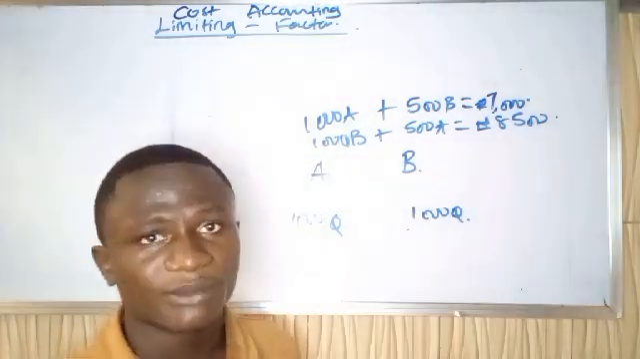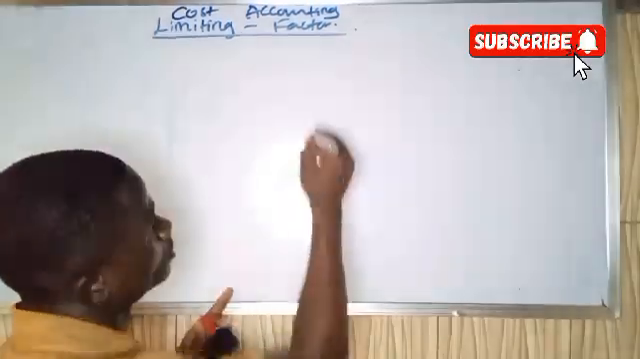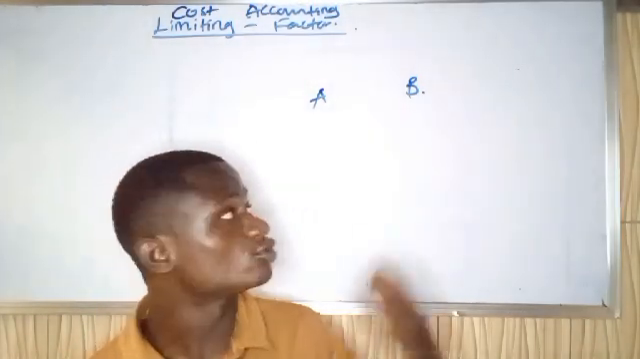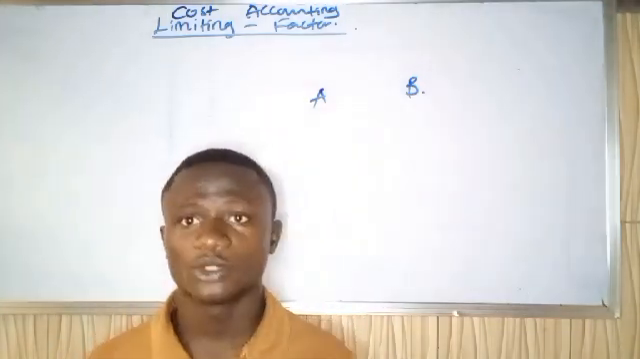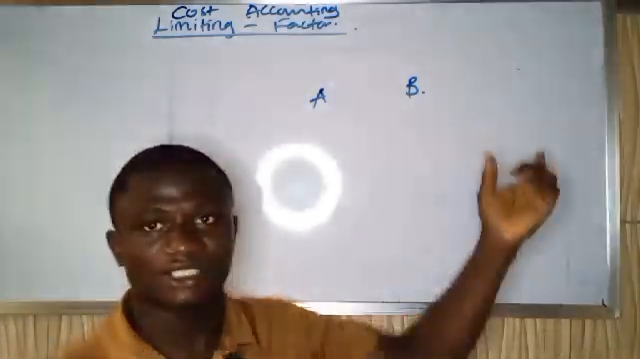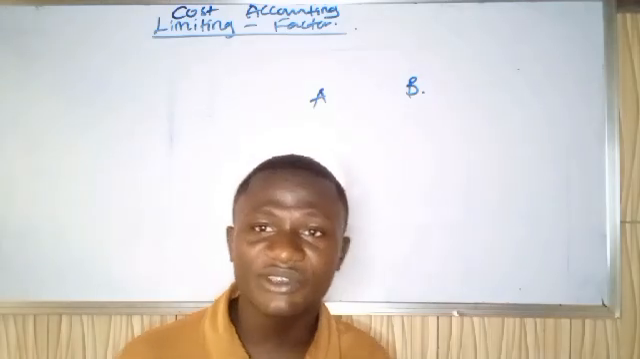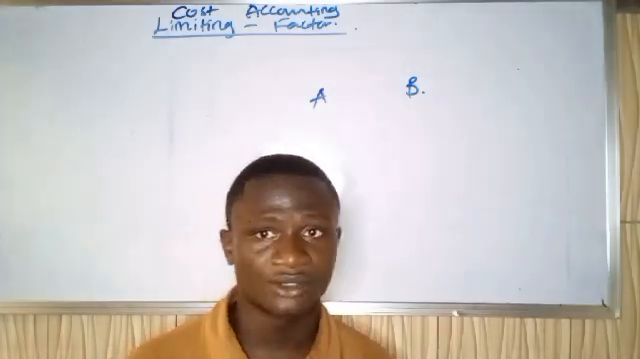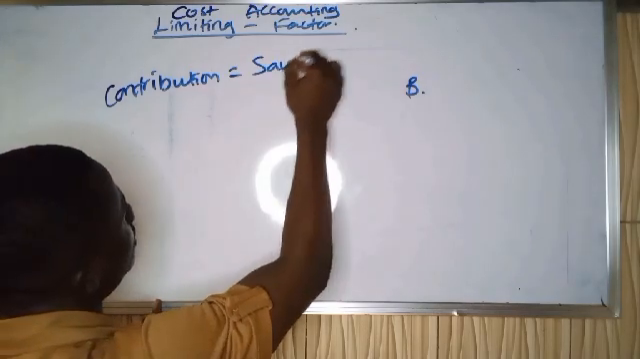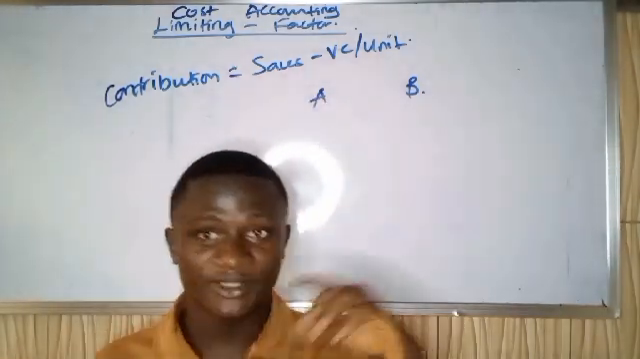But let me just explain how we go about dealing with limiting factor. Now consider we have two products, product A and product B, and we have a limiting factor. If you have a limiting factor and you are meant to produce two products, or three, or four, whatever the case might be, the thing you need to do is to calculate the contribution per unit for each good you are producing. I'm producing goods A, I'm producing goods B. So what you need to do first is calculate the contribution per unit. I've explained it in my CVP analysis video. If you have not watched it, I'm going to drop it under this video. Contribution is equal to sales minus variable costs per unit.